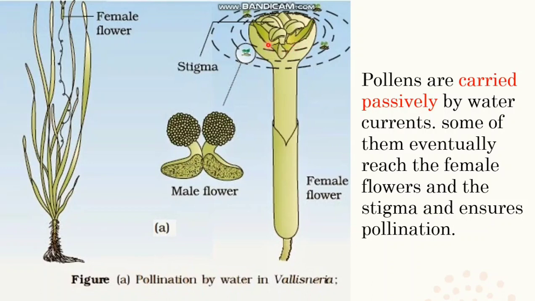formed in the pistillate flower's stigma. And thus they burst and release their pollen grains on the surface of the stigma and cause pollination. After pollination, the stalk of the pistillate flower coils again and the flower goes down inside the water. And further development takes place inside the water.